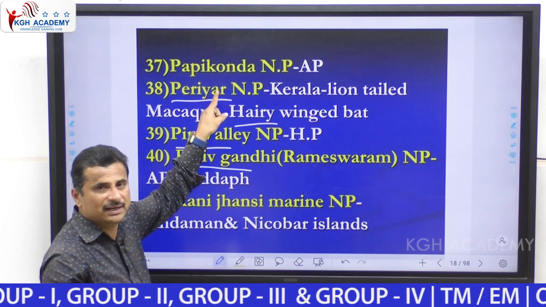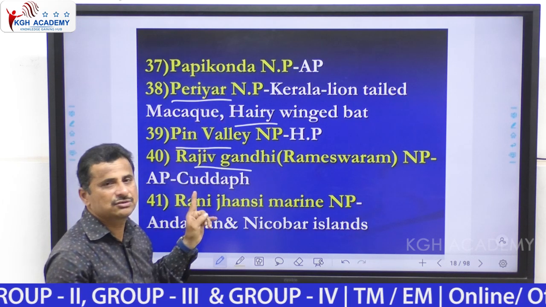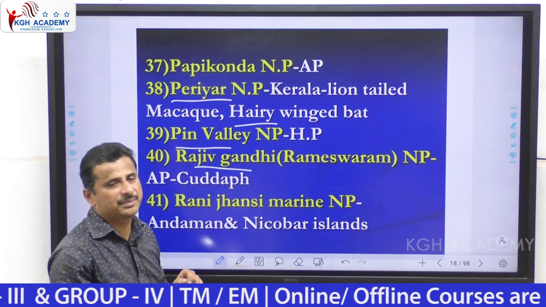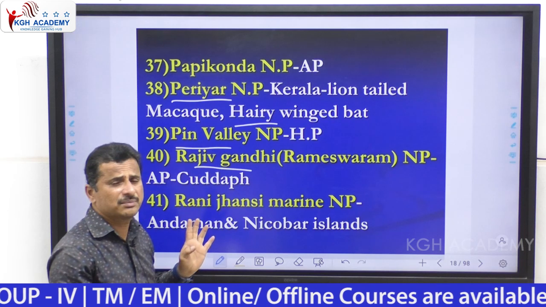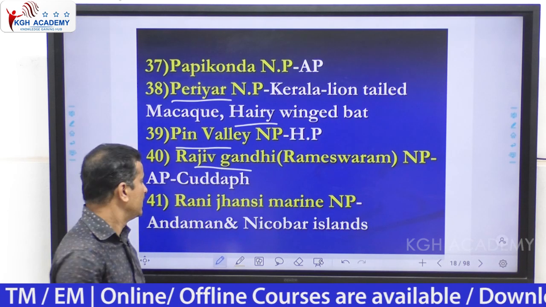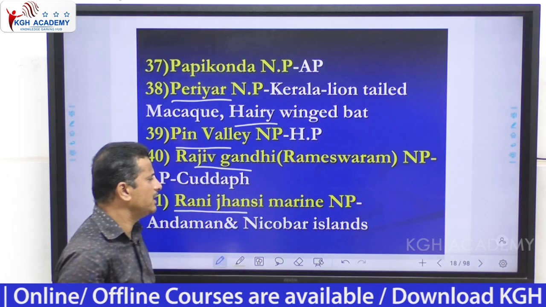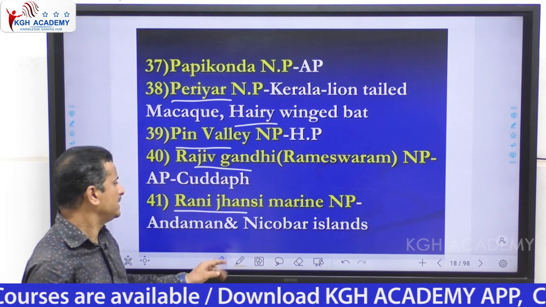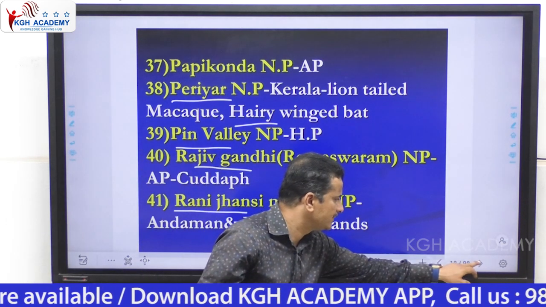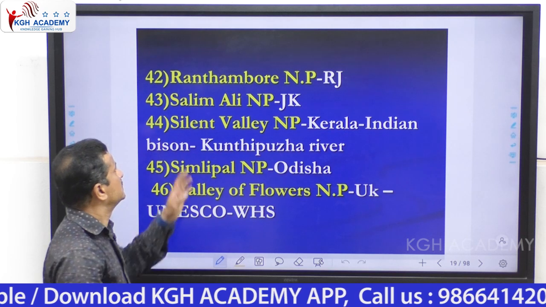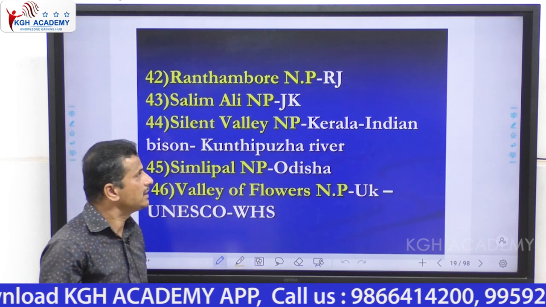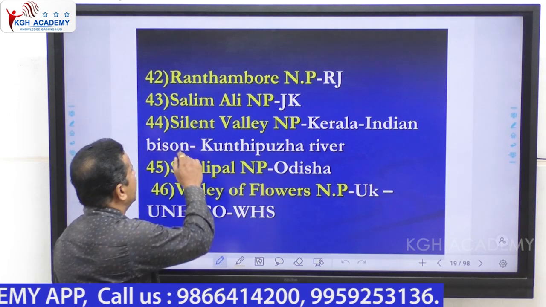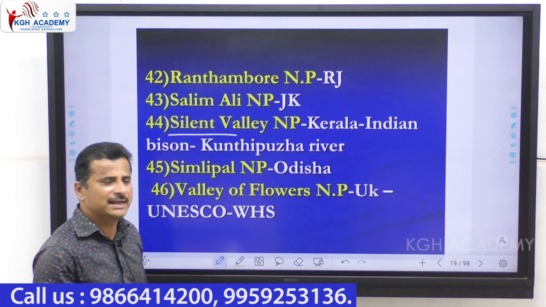So like this, Papikonda National Park and Rajiv Gandhi, also called Rameshwar National Park, are part of Andhra Pradesh. This Rajiv Gandhi National Park is present in Kadapa district. And next, Rani Jhansi Bai Marine National Park is present in the Andaman Nicobar Islands. Okay, and next, Ranthambore National Park is present in Rajasthan, and Salim Ali National Park is present in Jammu and Kashmir, and Silent Valley National Park is present in Kerala.